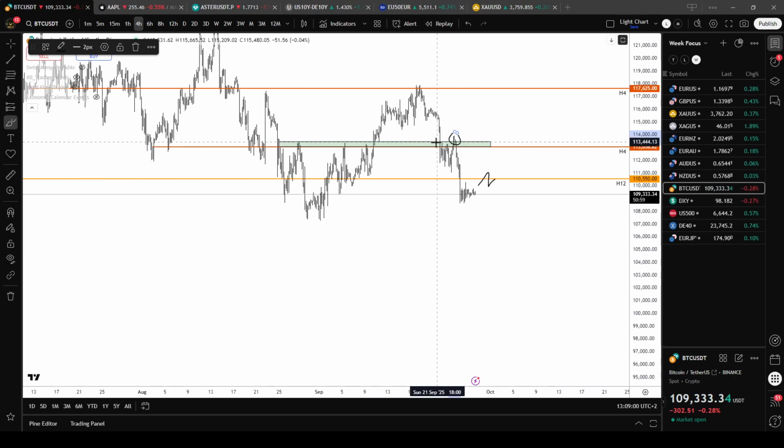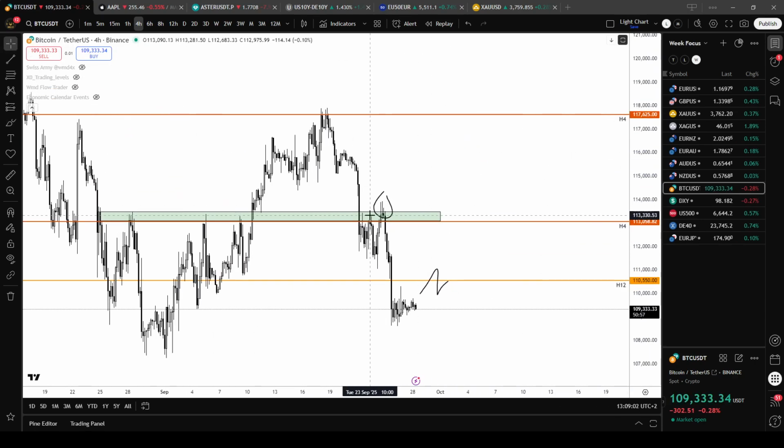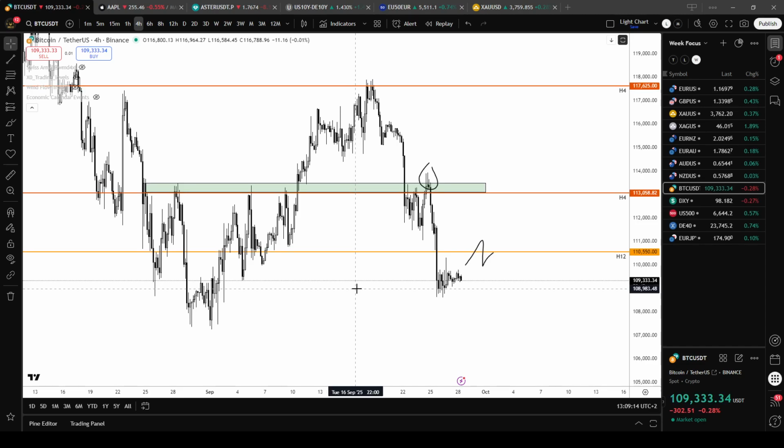Let me zoom out. You see here we had one attempt, another attempt at the level. Then we had the bigger attempt, the deviation, to trap people thinking that this is a breakout. And then you just break down.